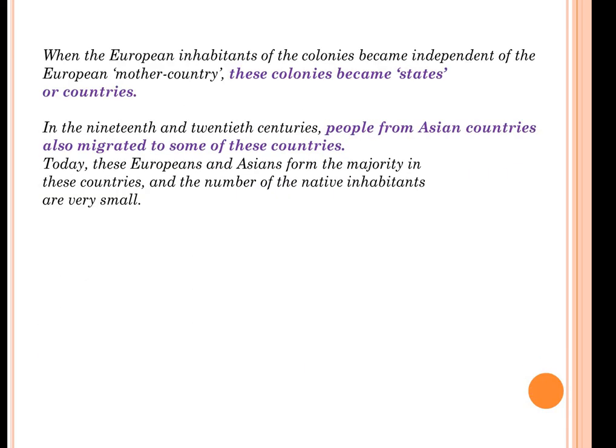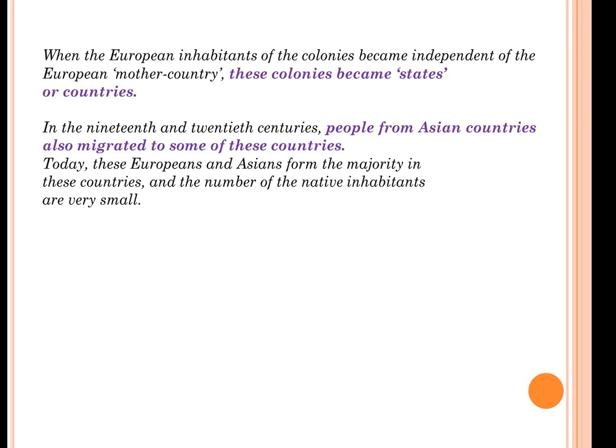They started calling these places colonies, and when you consider Europe to be a very big mother country, they considered the colonies to be their states because they had authority over them. In the 19th and 20th century, people from Asian countries also started migrating to some of these countries. They started moving, and that is how we have got a lot of people in other places.